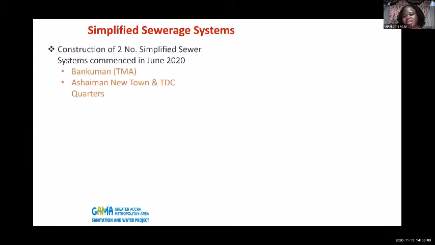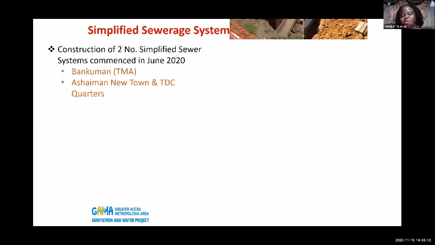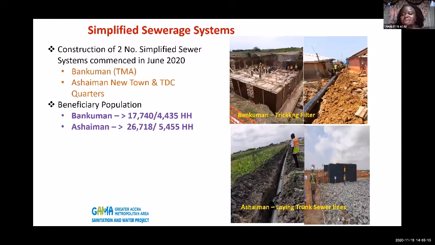We also realized that the sewer networks, even though they pass these communities, they are not beneficiaries of it. A typical case is Tema Metropolitan Assembly. The whole city is sewered, they have sewer networks, but the low-income communities did not have access to the network. So we decided to have simplified sewer systems in these communities and connect them to enjoy the facility as well. So we selected 2 communities for the start, Bankuman in Tema and Ashaman Newtown.